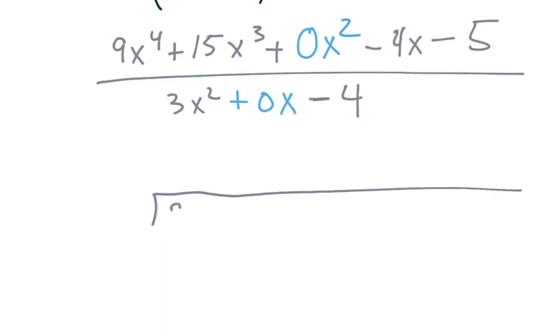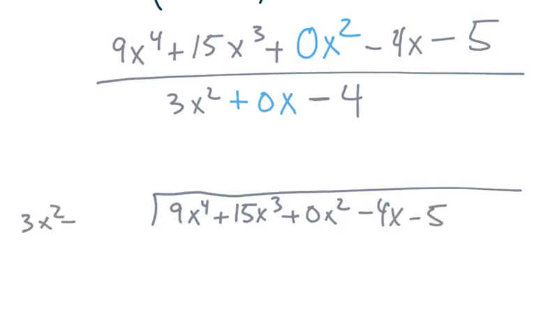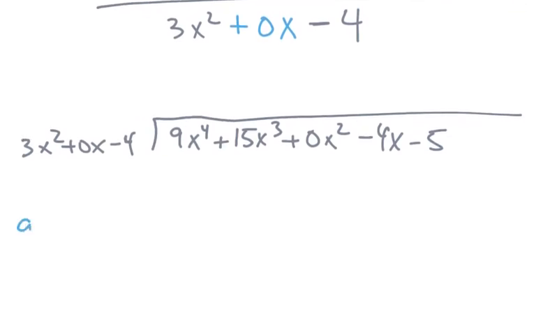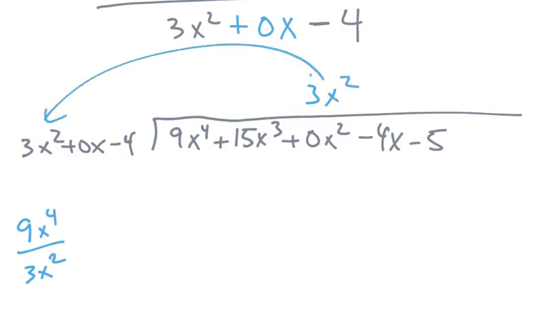So we're going to be left with 9x to the fourth plus 15x cubed plus 0x squared minus 4x minus 5 here. And on this side, we're going to have 3x squared plus 0x minus 4. And so we're saying how many times is this 9x to the 4th divisible by 3x squared. That's going to be 3x squared times, so I like to put it here, we have 3x squared. We're going to distribute into all of these. And this will give me 9x to the 4th. These two should always match up.